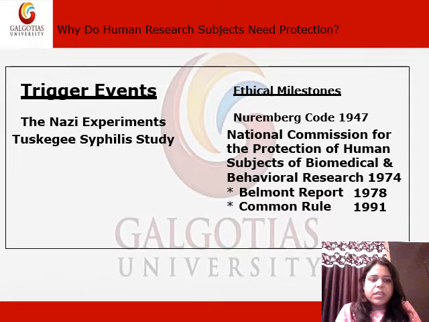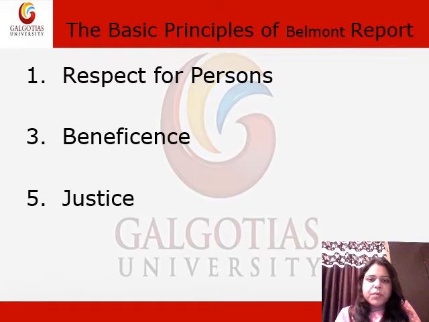Trigger events: the Nazi experiment, the syphilis study. The ethical milestones: Nuremberg Code 1947, National Commission for the Protection of Human Subjects of Biomedical and Behavioral Research in 1974, Belmont Report in 1978, and the Common Rule in 1991. The basic principles of the Belmont Report are respect for persons, beneficence, and justice.